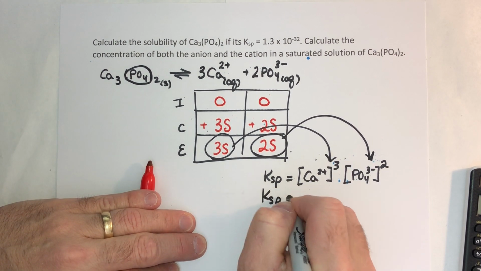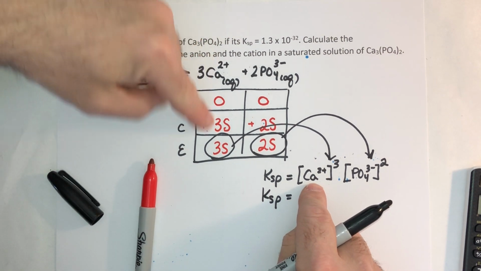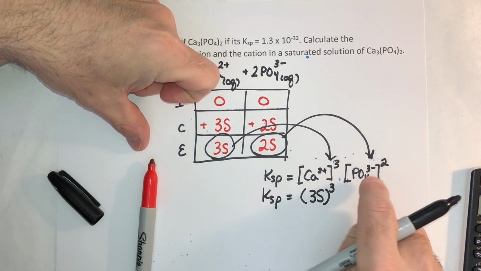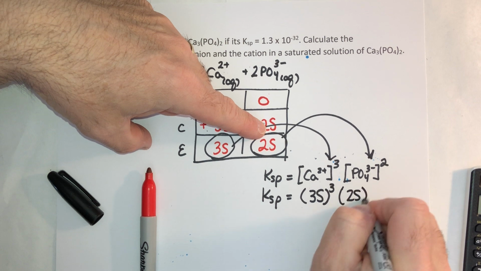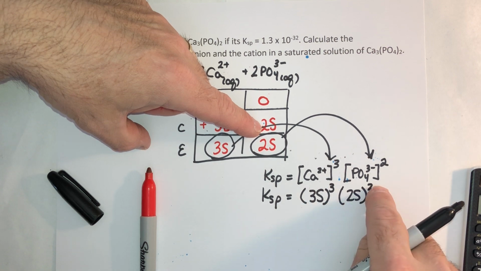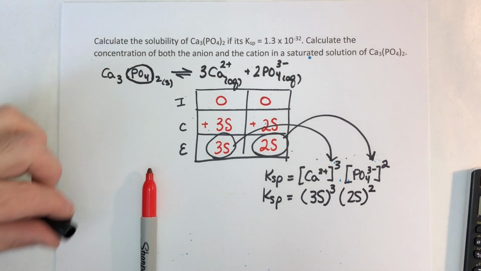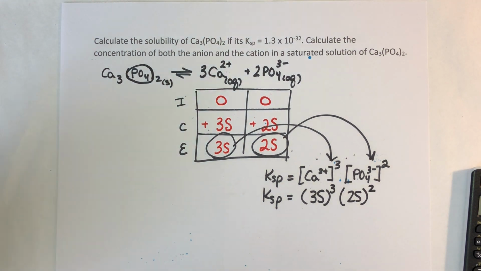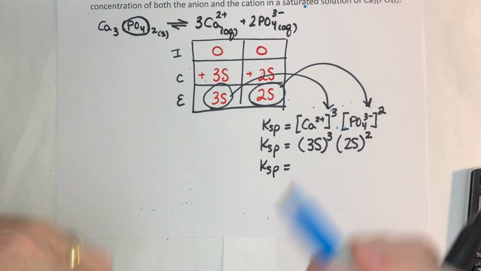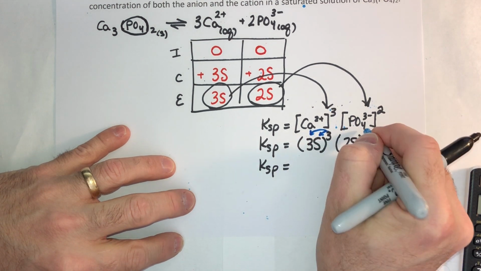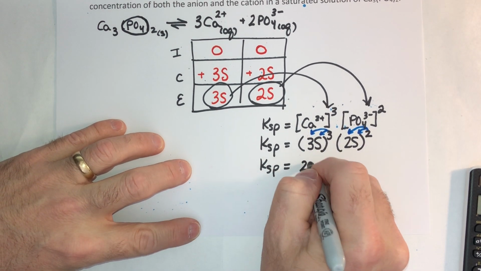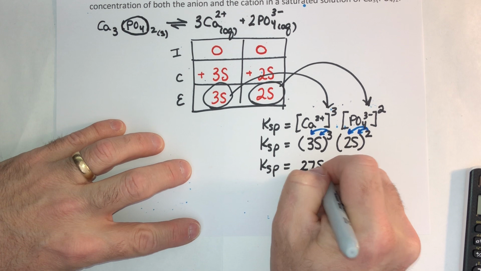So my Ksp will equal, how much calcium do you have? I have 3s to the power of 3. How much phosphate do you have? I have 2s to the power of 2, right? 3s to the power of 3, they're both 3s. 2s to the power of 2, they're both 2s. Now the problem just becomes an exercise in can you make the math work? Right, so if we move this up a little bit, Ksp would equal, remember, power of 3 belongs to the 3 and the s. Power of 2 belongs to the 2 and the s. So 3 to the power of 3 is 27. s to the power of 3 is s cubed.